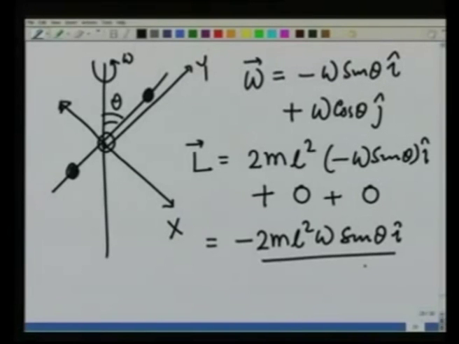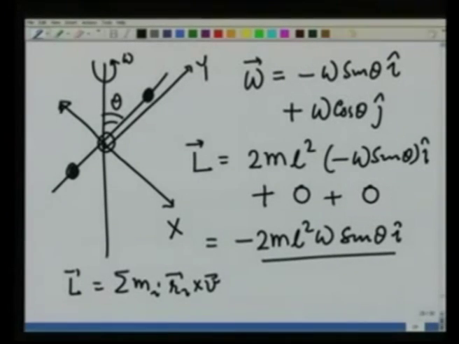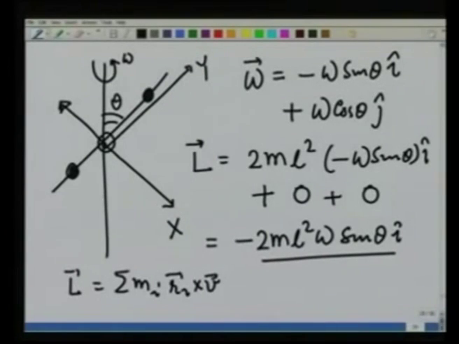I recall from the first lecture, this really comes out to be the value of L, because if I calculate L by summation m i R i cross V, V for this mass is going into the screen with the speed omega L sin theta, and R is L, and therefore, you get an answer for this. The angular momentum comes out to be ml square omega sin theta. For this also it comes out to be ml square omega sin theta, both pointing in the negative x direction. So, this really is the answer.